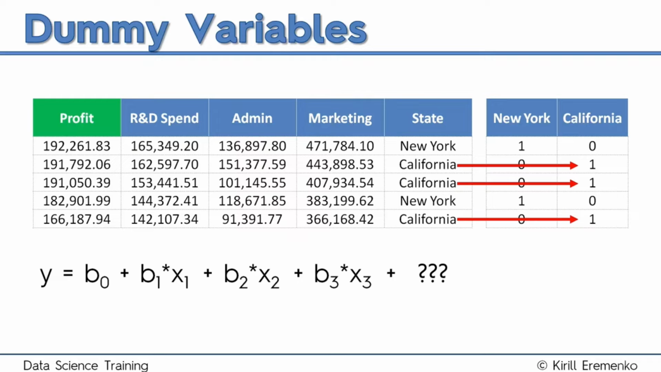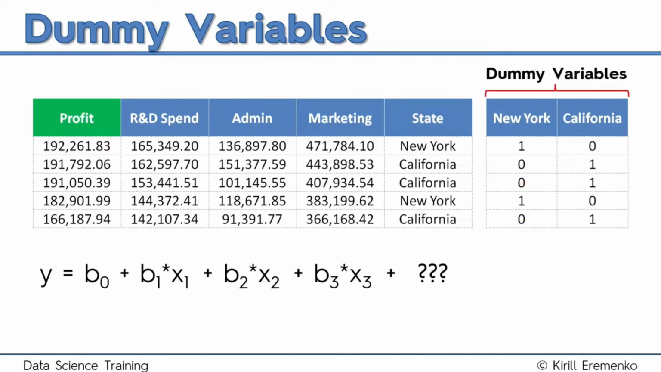And for any other values in the state column, you place a 0 in the California column. And so you end up with a data set like this, and these two new columns are called dummy variables. And building your regression model from here is very simple.